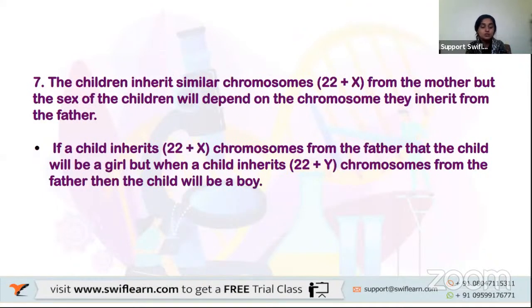So right now I just explained how children inherit chromosomes and how we identify the sex of the child. In total 22 chromosomes are exactly the same, but the last one in the female is XX, and in the male it is X and Y. So if a child inherits 22 plus an X from the male, then the child is going to be a girl. On the other hand, if the child inherits 22 chromosomes plus a Y from the male, then it's going to be a baby boy.